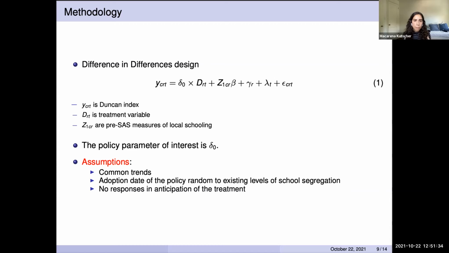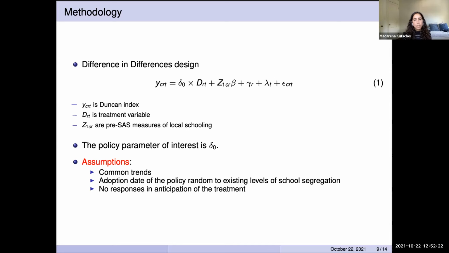And we estimate the following regression, where D_rt is the treatment variable, which takes the value of 1 if the program is implemented in region r in year t and 0 otherwise. We add region fixed effects to account for time-invariant heterogeneity at that level. Gamma captures aggregate differences in segregation over time, and the covariates C include pre-policy measures of local schooling structure, and epsilon is the error term. Throughout the analysis, we cluster the standard errors at the school district level, as this accounts for serial correlation.